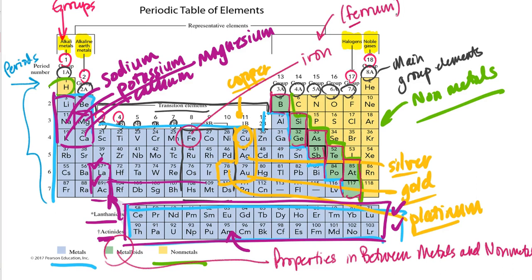You also have to watch out for elements that have similar starts to their names, but then because of that, they have different abbreviations. For example, I mentioned earlier, copper is Cu. Do not use Co for copper because Co is cobalt.